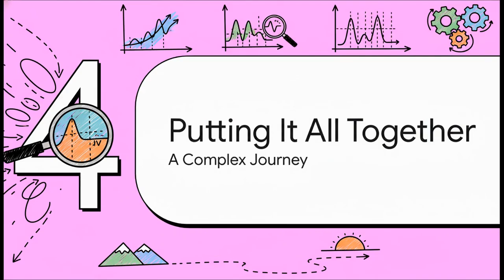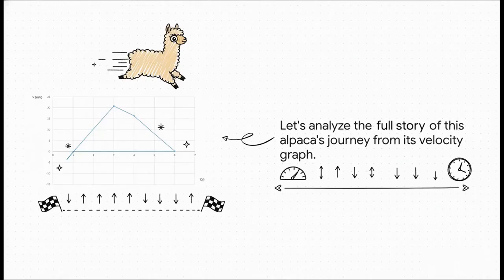All right, you have the toolkit, you know the rules. So let's take it for a spin on a much more complicated journey. You think we can read the full story from just one graph? Let's find out. Okay, here it is. A velocity versus time graph for our alpaca. As you can see, this journey has multiple parts. The line goes up, it flattens out, it goes down, it even crosses the axis and keeps going. Let's break this thing down piece by piece.